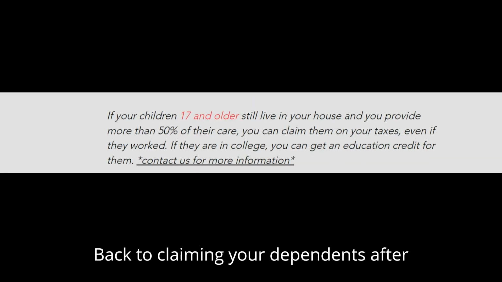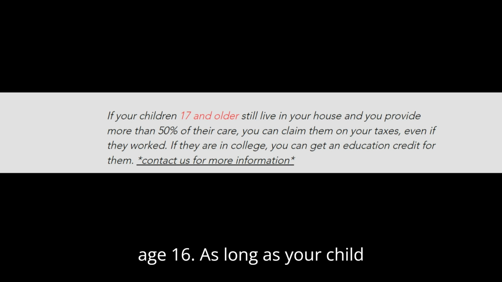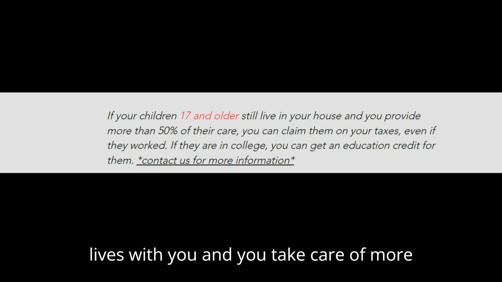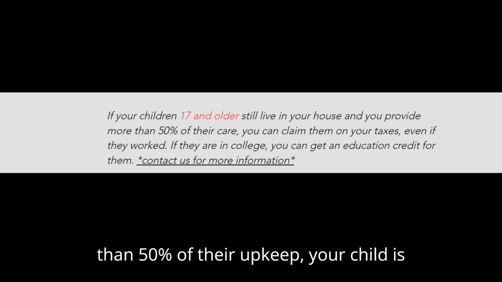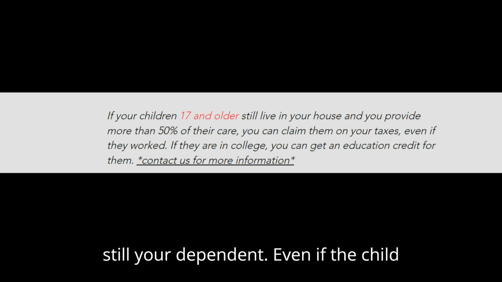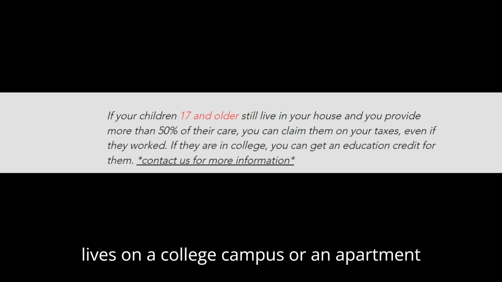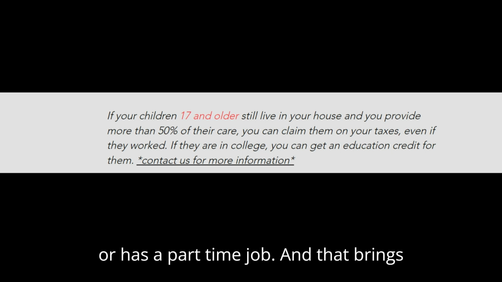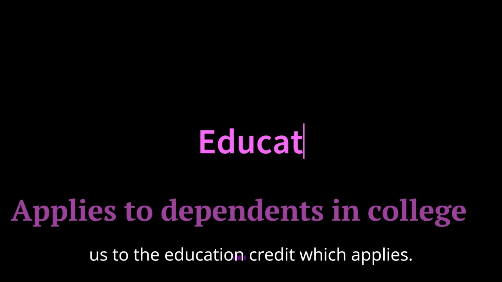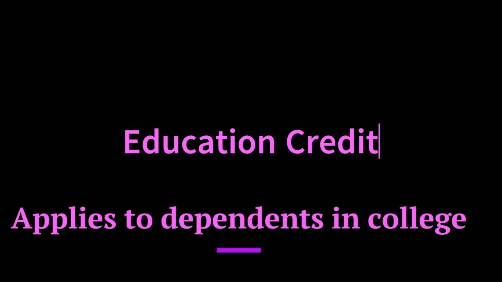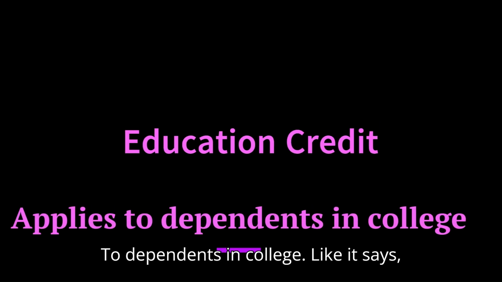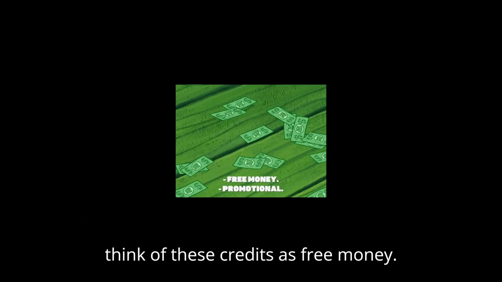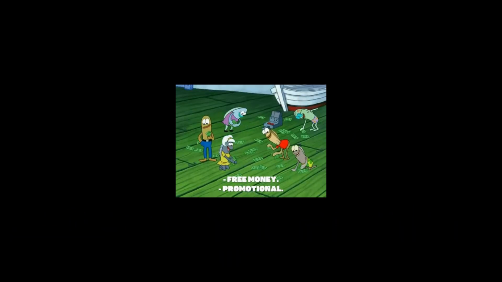Back to claiming your dependents after age 16. As long as your child lives with you and you take care of more than 50% of their upkeep, your child is still your dependent. Even if the child lives on a college campus or an apartment or has a part-time job. And that brings us to the education credit, which applies to dependents in college, like it says. Think of these credits as free money.